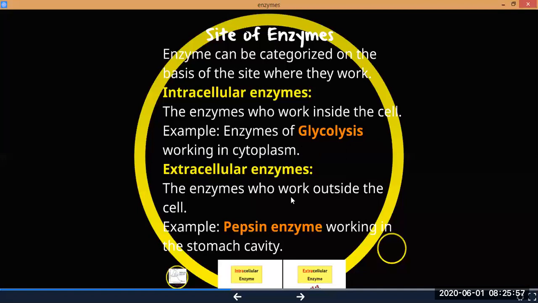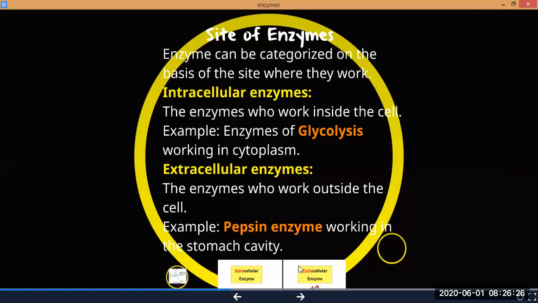And there is another category of enzymes which are present outside the cell, like pepsin enzyme working in the stomach cavity. You know, pepsin enzyme digests protein, and it is released into the cavity of our stomach. So the enzymes are released from the cell into that cavity. This is one example of an extracellular enzyme.